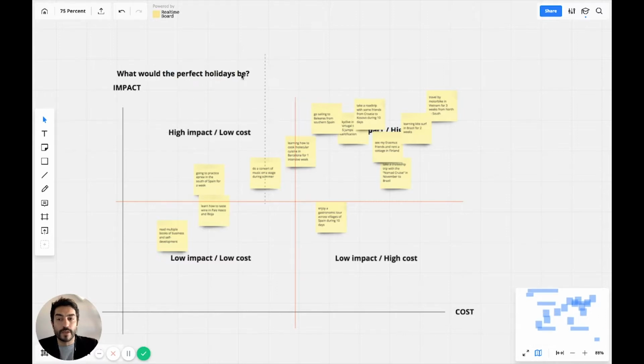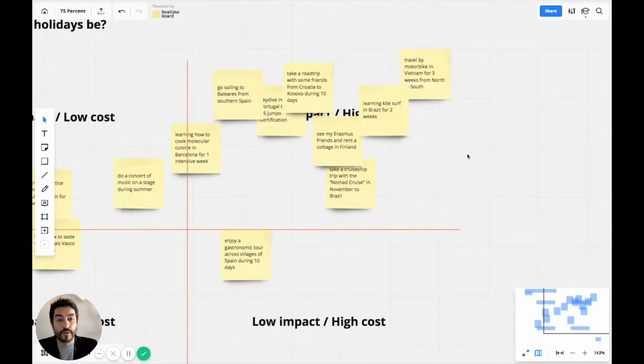Why? It's because we tend to think that the big things will work super well. If you have the means to do that, if you have the time and the money to have high impact, high cost ideas to solve your problem, that's brilliant. Most often what will happen is that you can only pick one of them, right? If I decide to travel by motorbike in Vietnam, I can only do that. And I can probably only learn kitesurfing in Brazil. I need to choose between all that or take a road trip.